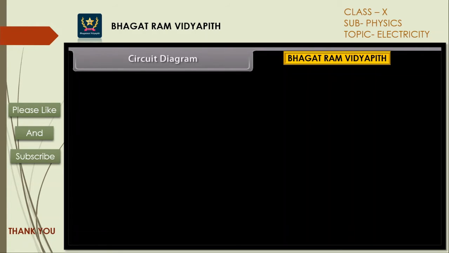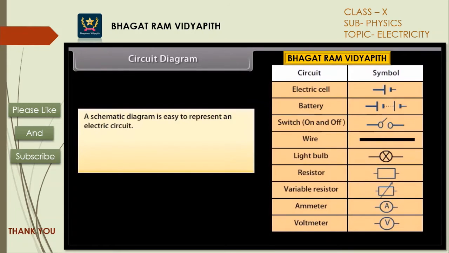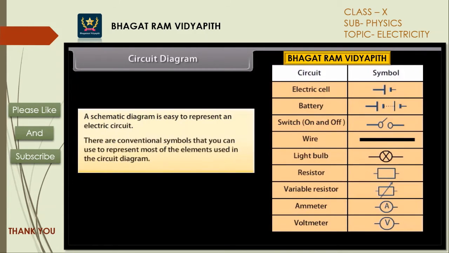Circuit diagram. A schematic diagram makes it easy to represent an electric circuit. There are conventional symbols that you can use to represent most of the elements used in the circuit diagram. The symbols are shown.